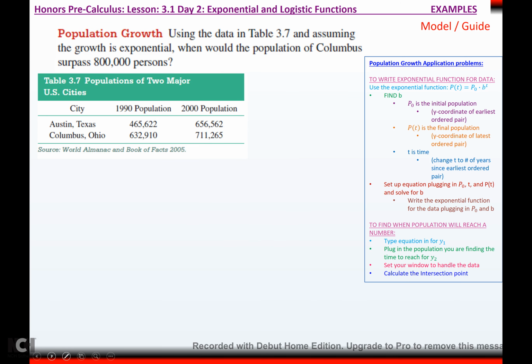All right, so now same table, but now they want to know when Columbus will surpass 800,000 people. So we're going to do it the exact same way. My final population for my data was 711,265. My initial population for my data was 632,910. And again, my time span is 10 years for this data. So my model for this data would be 711,265 equals 632,910 times b to the 10th.